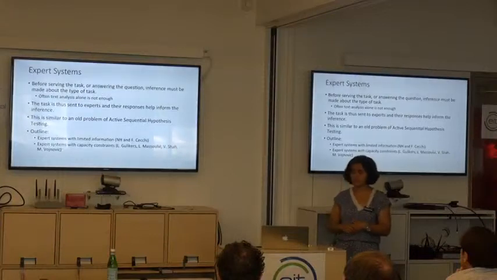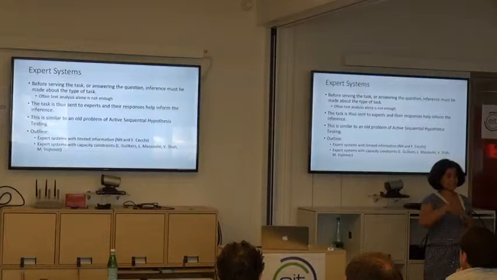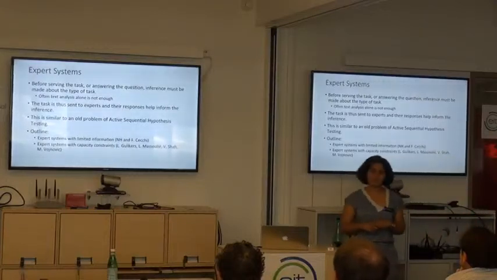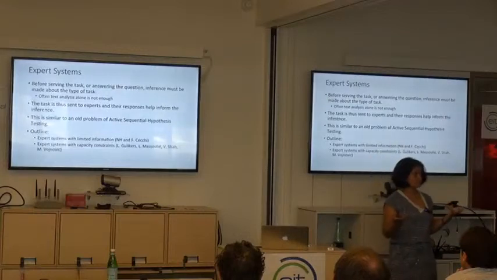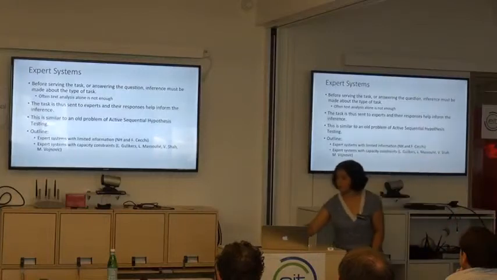And in this talk, I'll present two pieces of work. One is where we look at these expert systems with a limited amount of information on the expertise of the experts. So we have some rough idea of what their expertise is. And the second will be expert systems where we have a better idea of what the expertise is, but we have capacity constraints, in the sense that we have a limited number of experts and a certain distribution of experts in the system that we can work with.